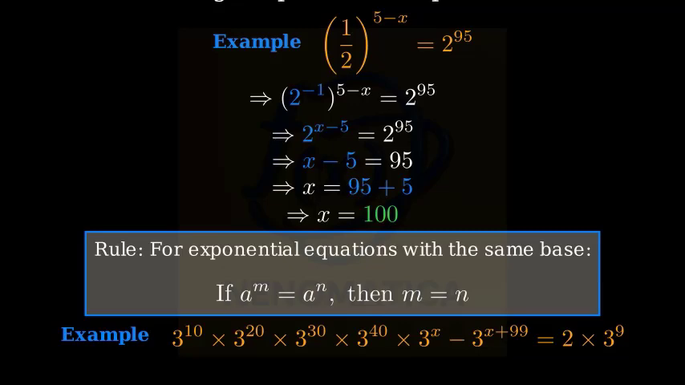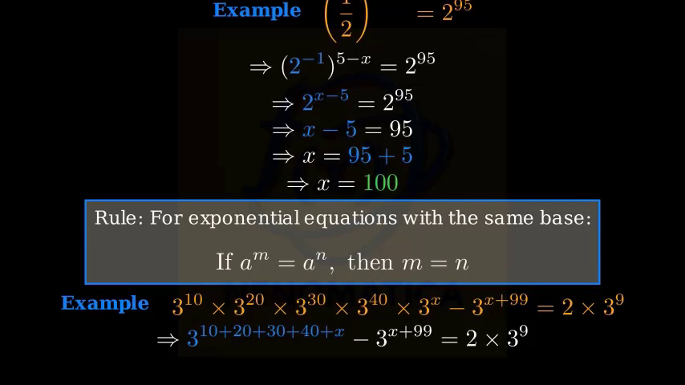We need to solve the equation 3^10 multiplied by 3^20 multiplied by 3^30 multiplied by 3^40 multiplied by 3^x minus 3^(x + 99) equals 2 multiplied by 3^9. Let's start by simplifying the left side of the equation.